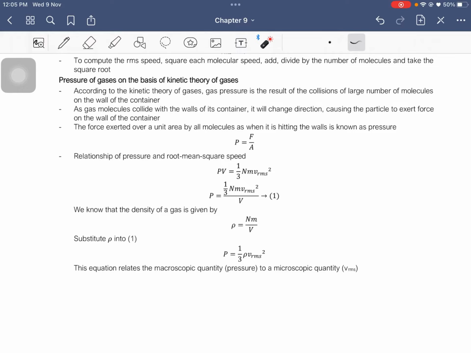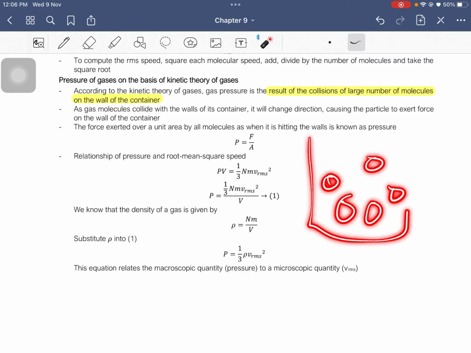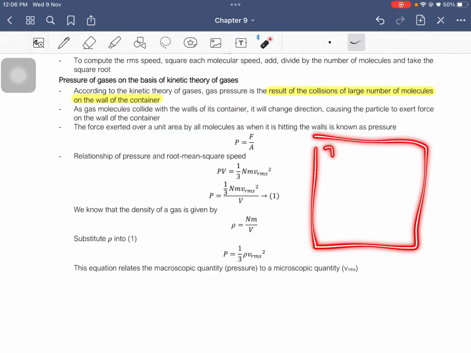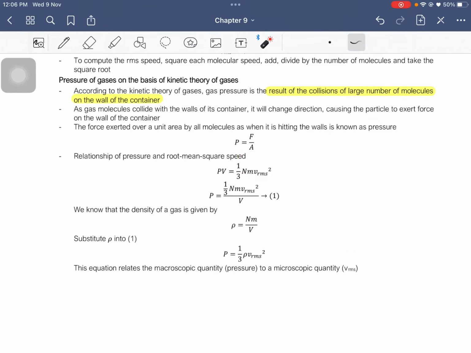Now, on pressure of gases. According to the kinetic theory of gases, gas pressure is the result of collisions of a large number of molecules on the wall of the container. So kenapa ada pressure of gases? Sebab atoms sekarang ni balik-balik collide with the wall of these containers, which creates a gas pressure. As it collides with the wall of its container, it will change direction. So bila kita langgar di sini, tak akanlah kita tembus sampai sini kan? So dia akan change direction. So when they change direction, it causes the particle to exert force on the wall of the container.